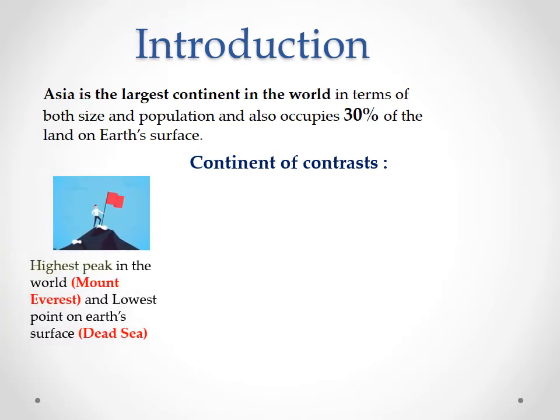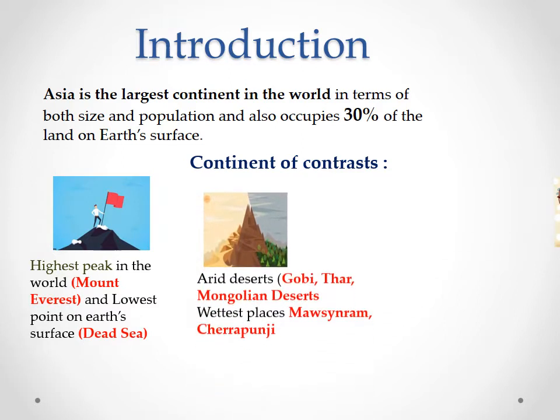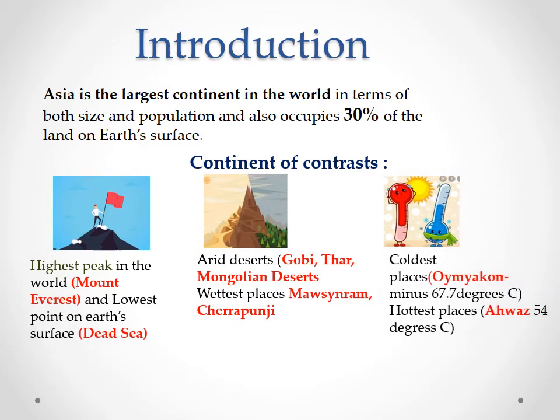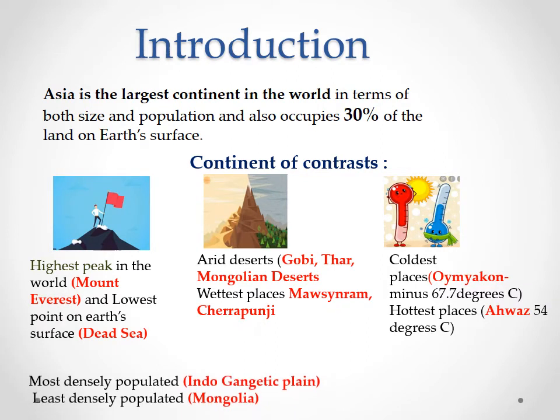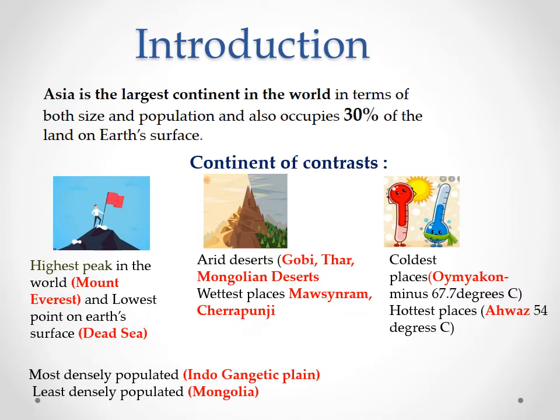It has the highest peak in the world, Mount Everest, and the lowest point on the surface of the earth, the Dead Sea. Asia has large arid deserts like the Gobi, Thar, and Mongolian deserts. On the other hand, it has the wettest places on the earth, Mawsynram and Cherrapunji. It has the coldest places on the earth, Oymyakon in Siberia, and also the hottest temperature in the Iranian city of Ahvaz. It has the most densely populated region, which is the Indo-Gangetic Plain, and the least densely populated region in Mongolia.